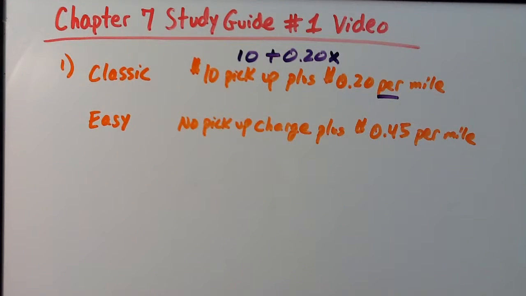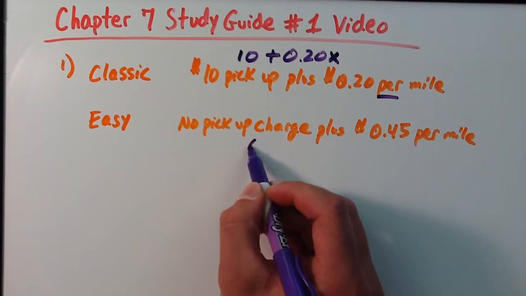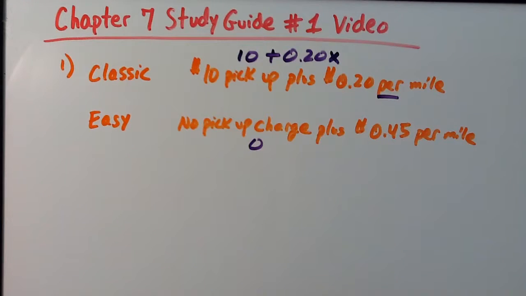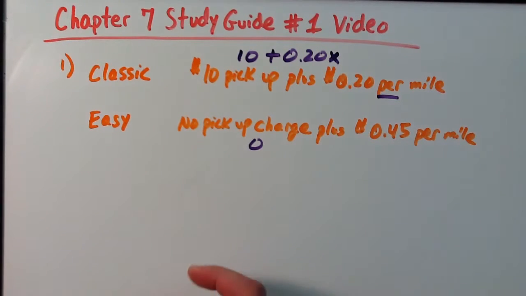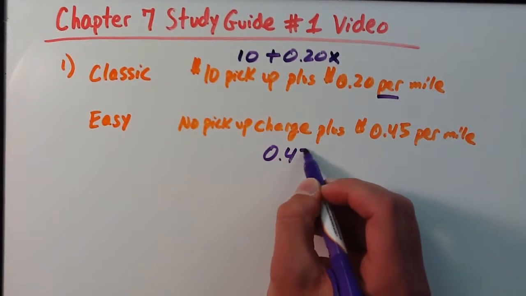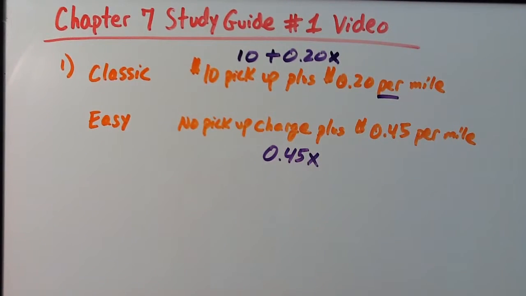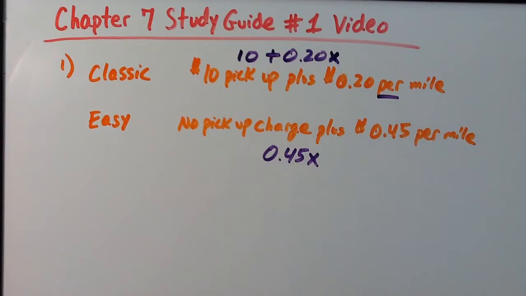Now what about the easy transfer shuttle service? It says no pickup charge, so I'm going to pay nothing, right? No dollars to have them pick me up, but I will pay 45 cents per mile. So no pickup charge, so I don't really even need the zero. I'm just going to pay 45 cents per mile, so 0.45 times the number of miles. And again, I'm using x to represent the number of miles.